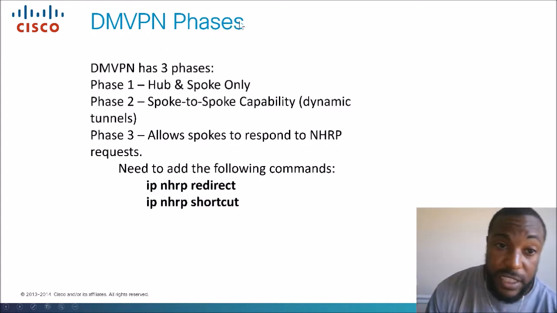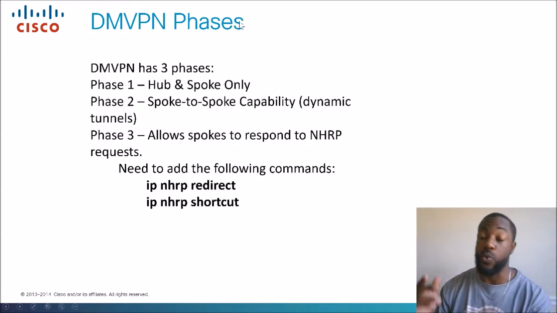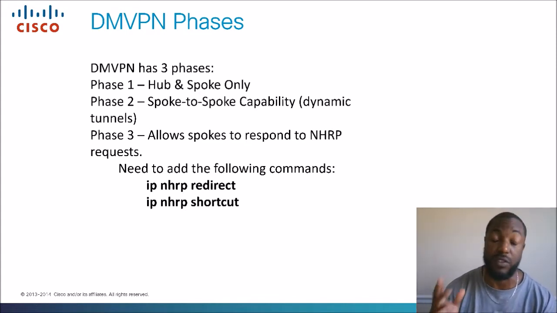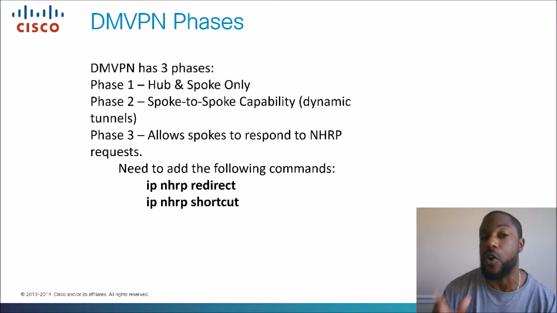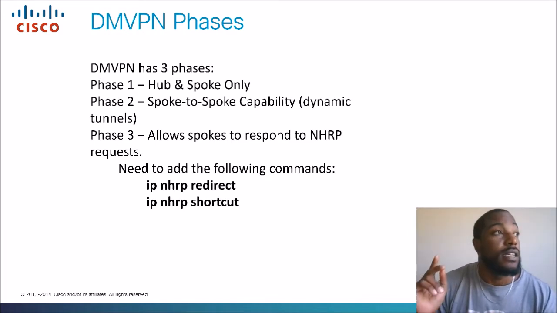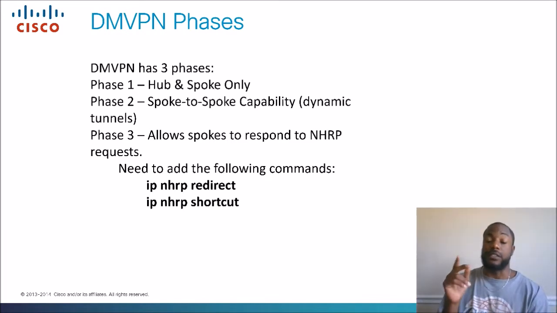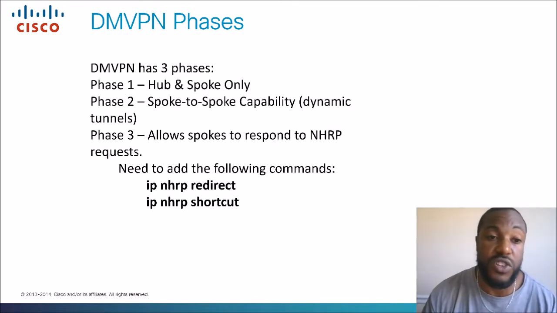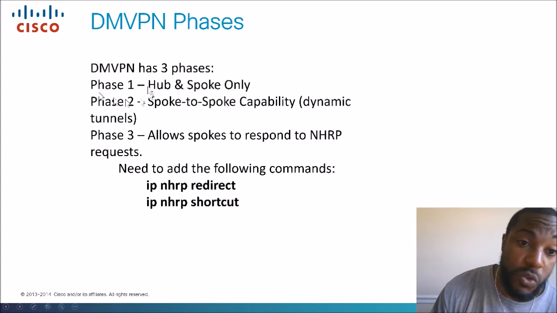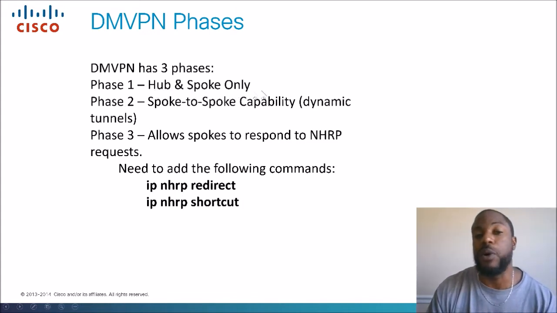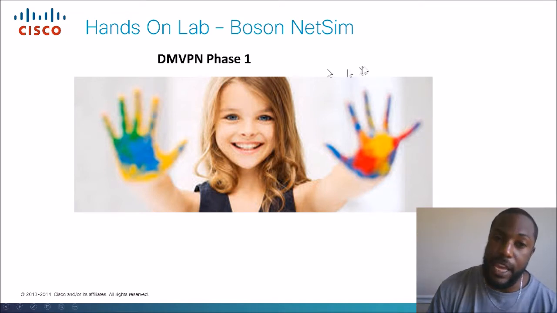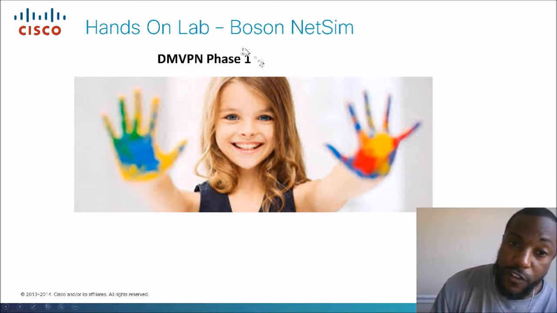DMVPN has 3 phases. Again, we're just describing DMVPN, so we're not going to do all 3 phases. Obviously we need to know all 3 phases, but CCNP only requires us to know how to describe DMVPN. We're just going to describe phase 1 right now, hub and spoke only. So let's go ahead and fire up Boson NetSim and cover phase 1.